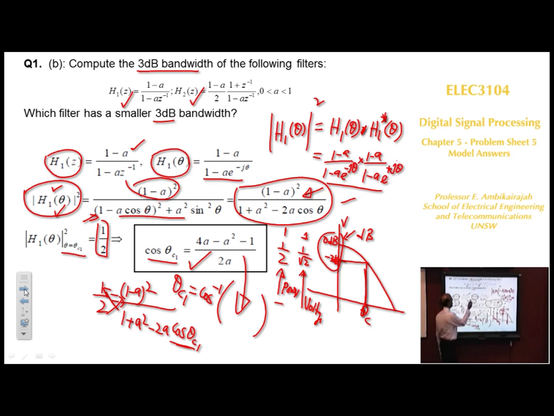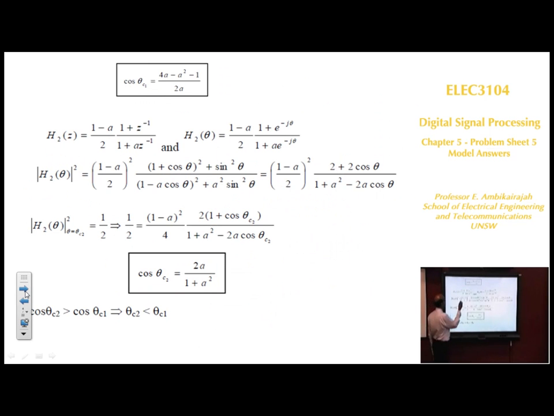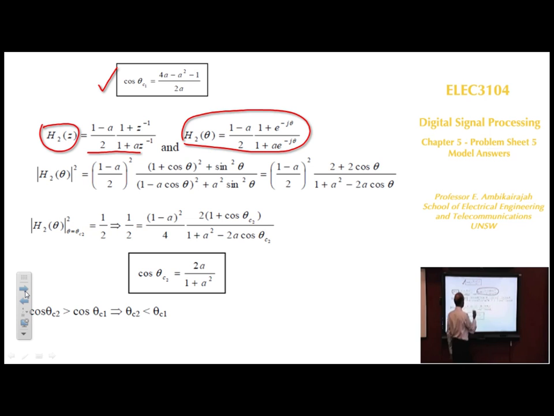Now similarly we take the second transfer function, which is here. So this is the first answer. The second one is the transfer function given. So you find H2 theta. And whichever method you use, you can find H2 theta squared, which works out to be this.